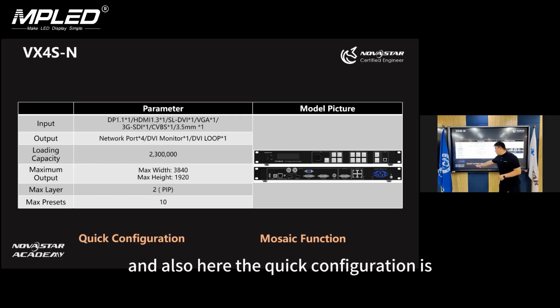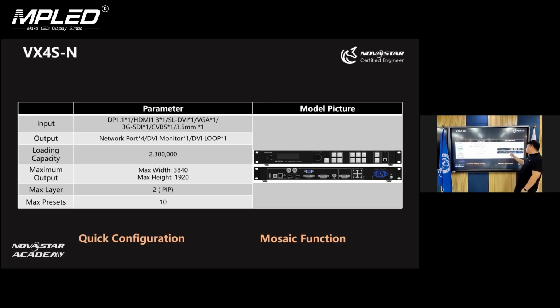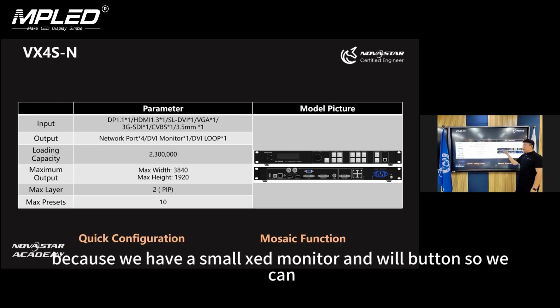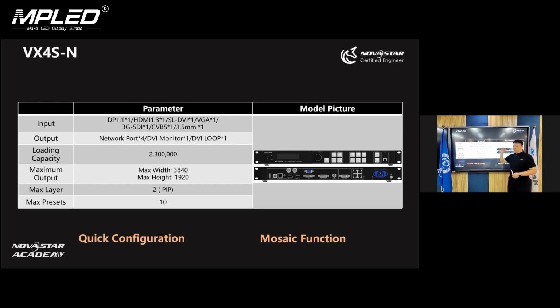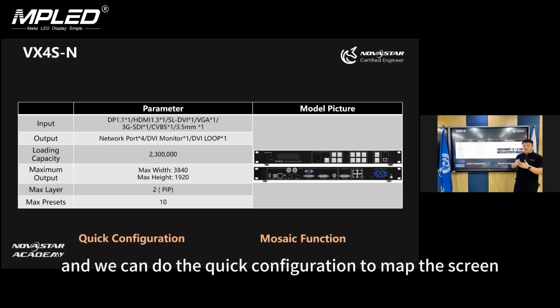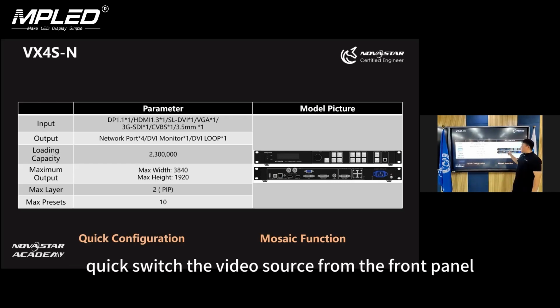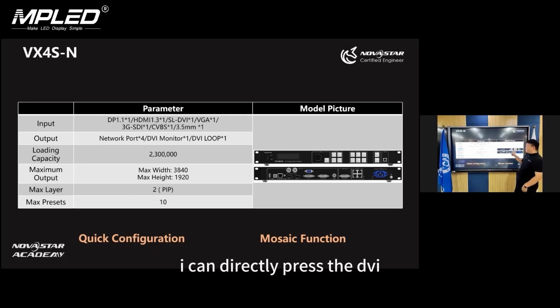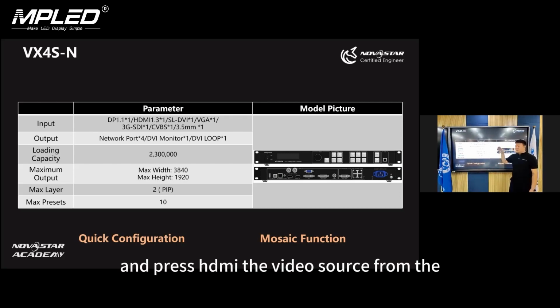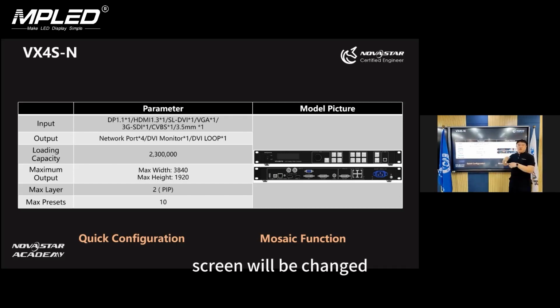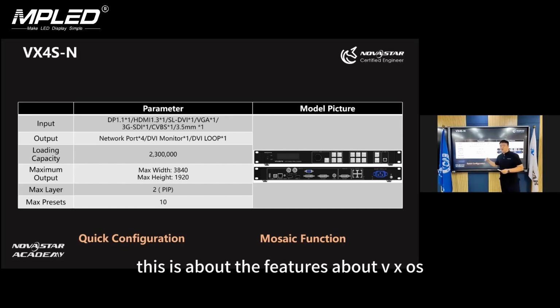And also here, the quick configuration is because we have a small LCD monitor and a wheel button. So we can press the wheel button, and with the knob, we can do the quick configuration to map the screen, and also we can quick switch the video source from the front panel. Here is a video source input. I can directly press the DVI and press HDMI. The video source from the LED screen will be changed. So this is about the features about VX4S.